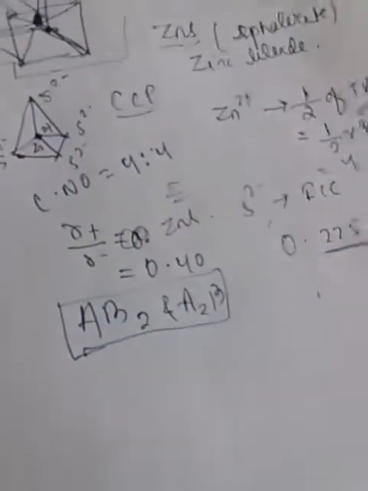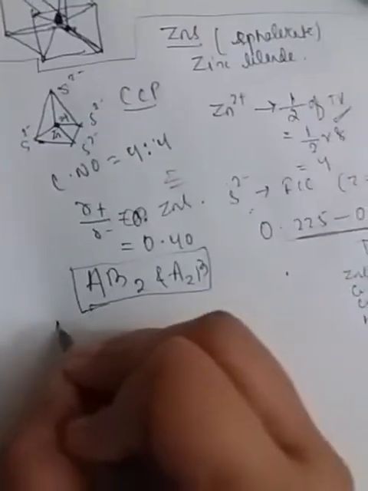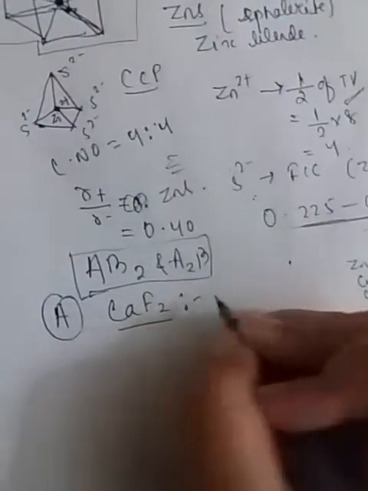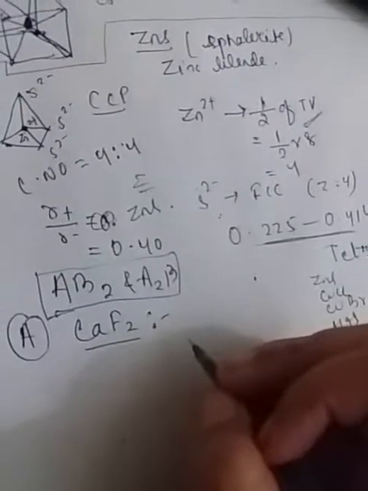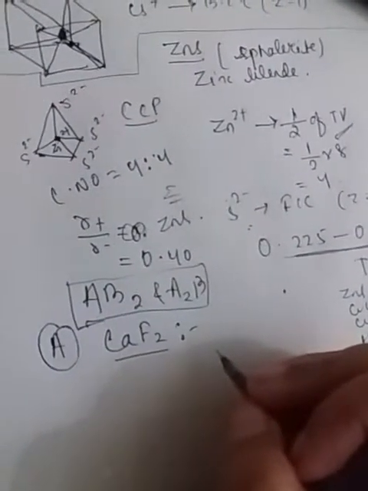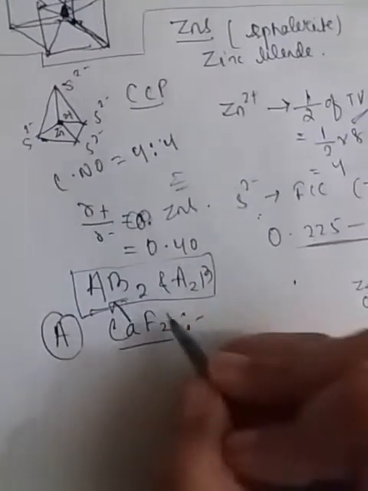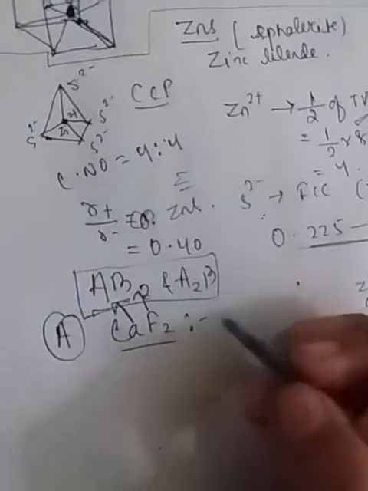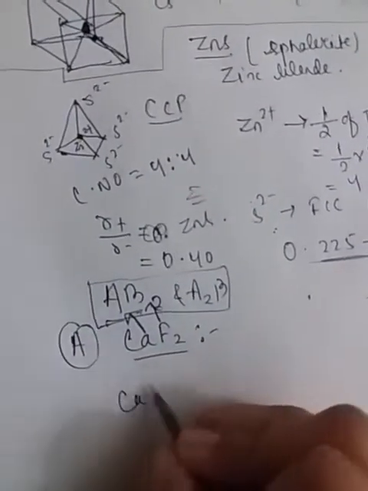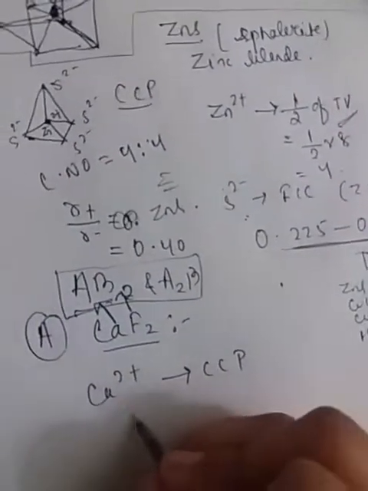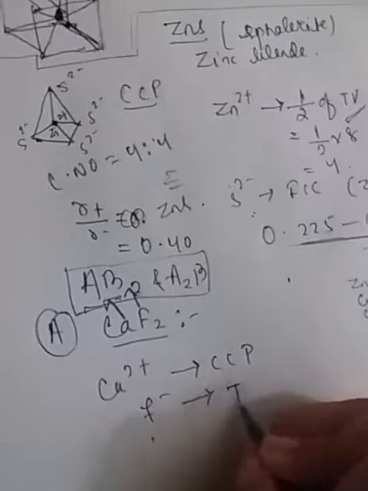In this AB2 or A2B arrangement, the first one is CaF2. You can give the example of CaCl2 and BaCl2 and all those. How can you give? See, if we take A as Cl, then F2 will be B2. Here Ca2+ ions are present on the CCP arrangement, and F- ions are present in the tetrahedral voids.